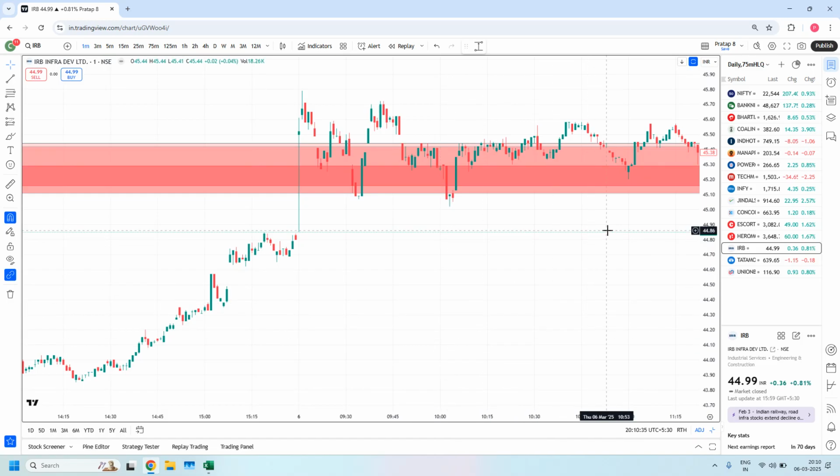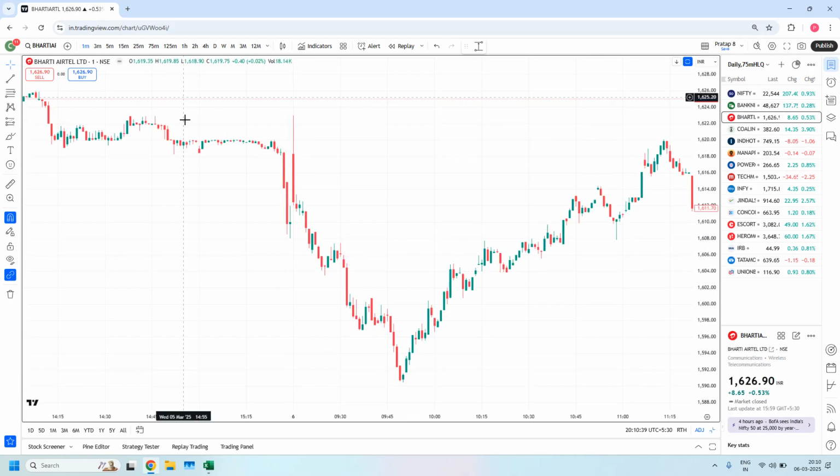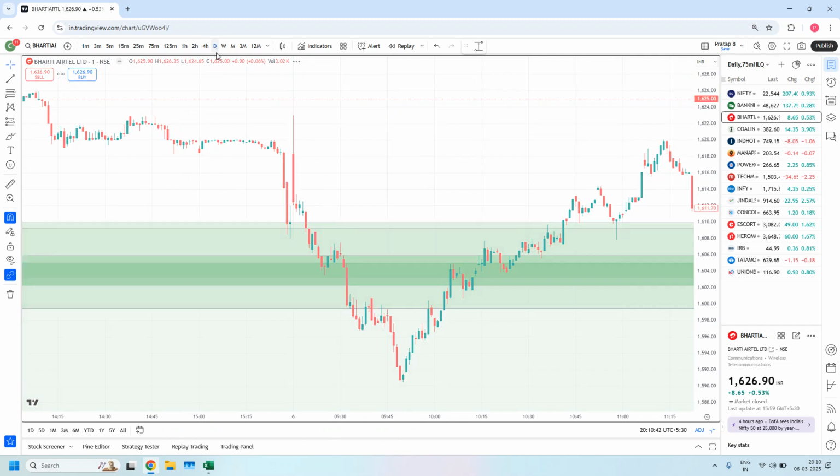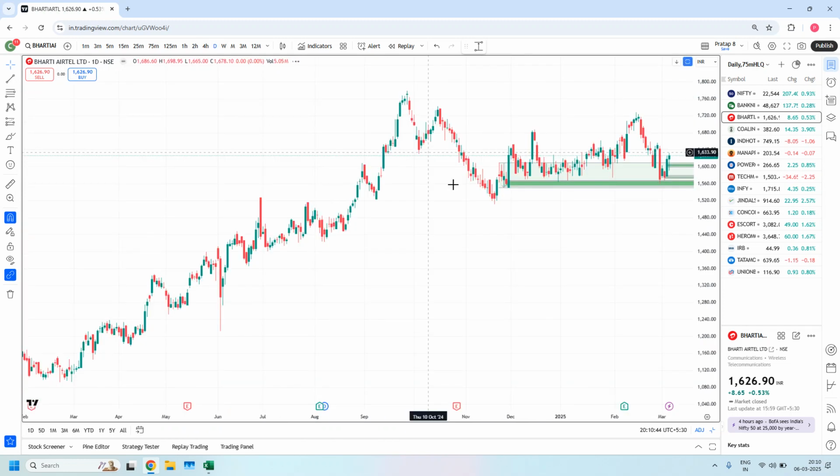Okay, there is only one stopped out trade today, that is BHARTIARTL. BHARTIARTL is at a daily high liquidity demand zone.